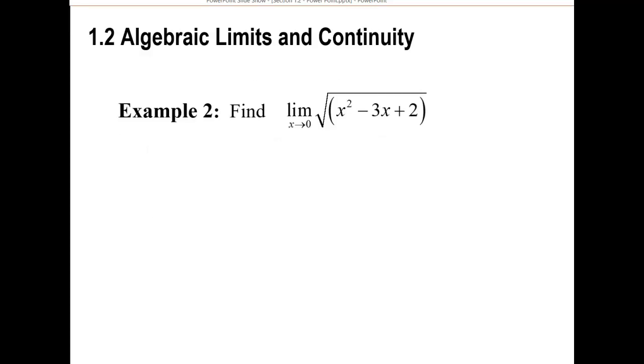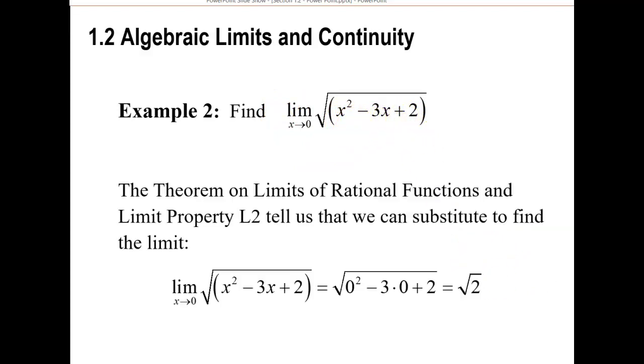All right, find the limit as x approaches 0 of the square root of x squared minus 3x plus 2. So this time we have that root property that we talked about. You can bring the limit inside, and once you bring it inside, it's just like our last example, so you could do a direct substitution here as well.